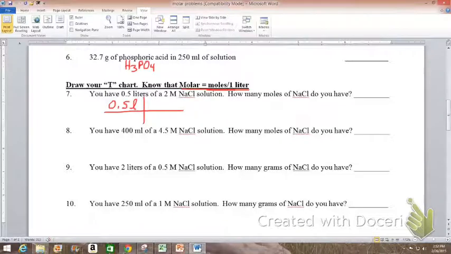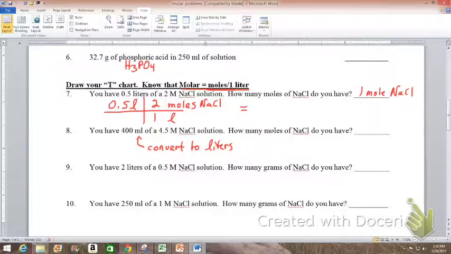So we start out with our given, 0.5 liters, and then on the bottom we're going to need liters, and we'll need moles on the top, which conveniently is what a 2 molar solution means. So we have 2 moles in 1 liter. Calculate it out, and you find out you have 1 mole of NaCl. Don't forget to convert your mils to liters when you do the next problems.